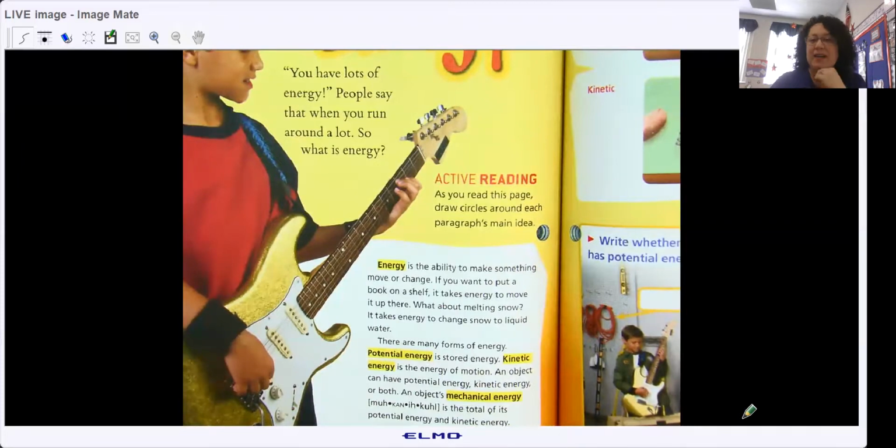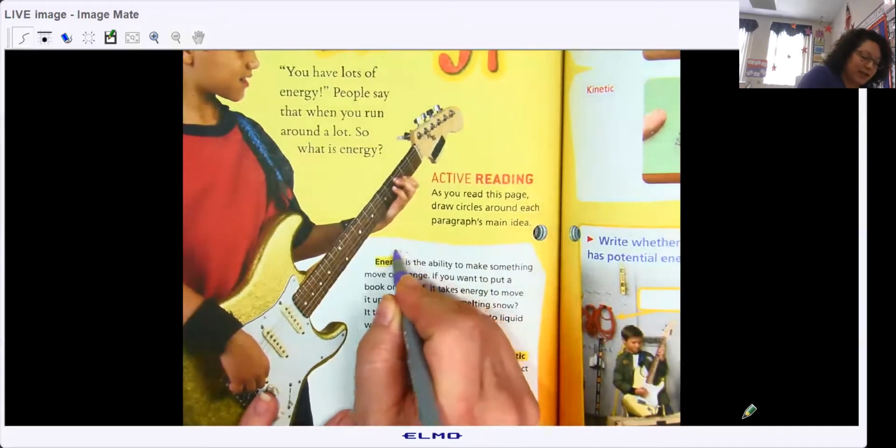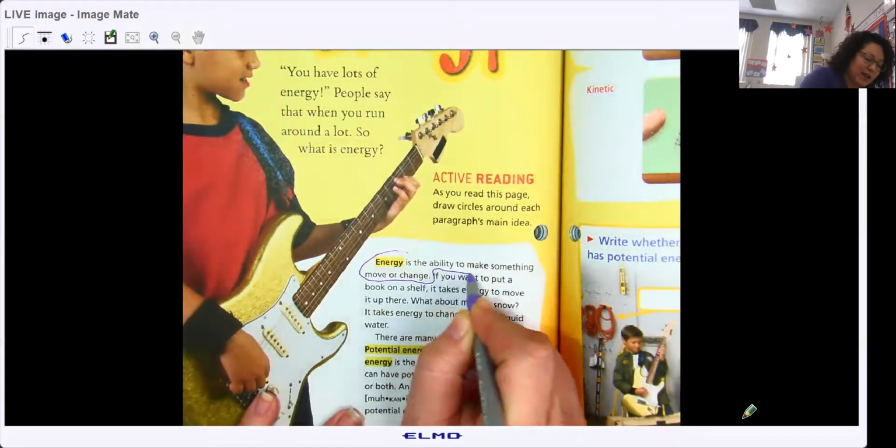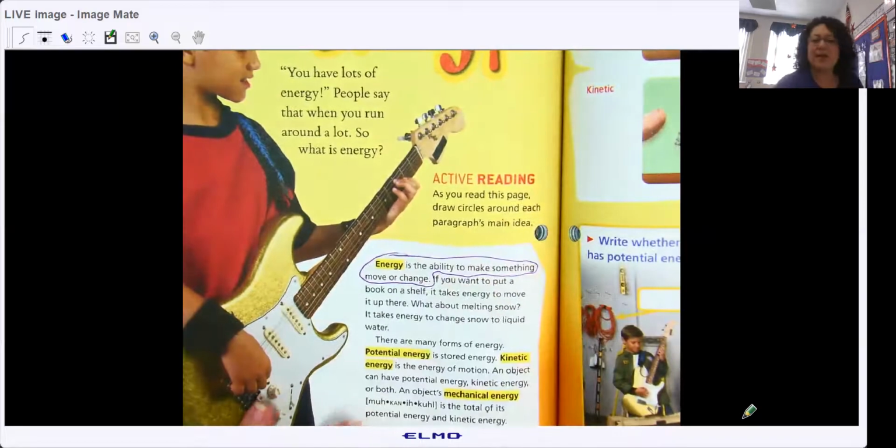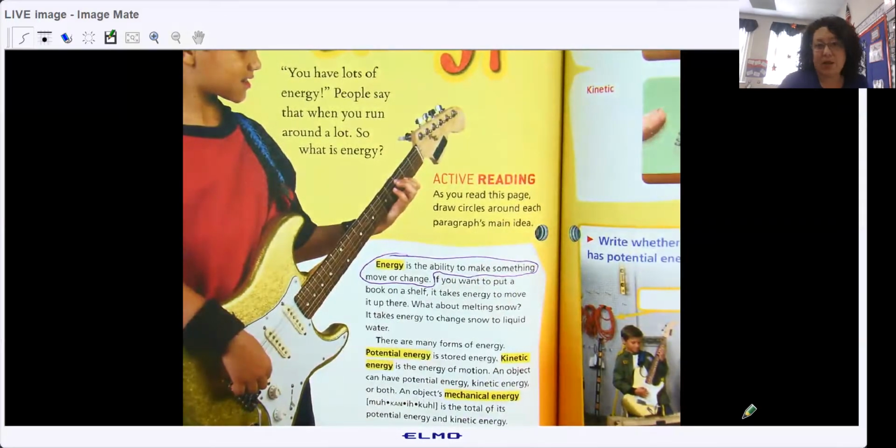So what is our main idea of that passage, of that paragraph rather? It is stated in the first sentence. Energy, because everything is about energy. Energy is the ability to make something move or change. Move it like a bookshelf or change it from snow to liquid water.